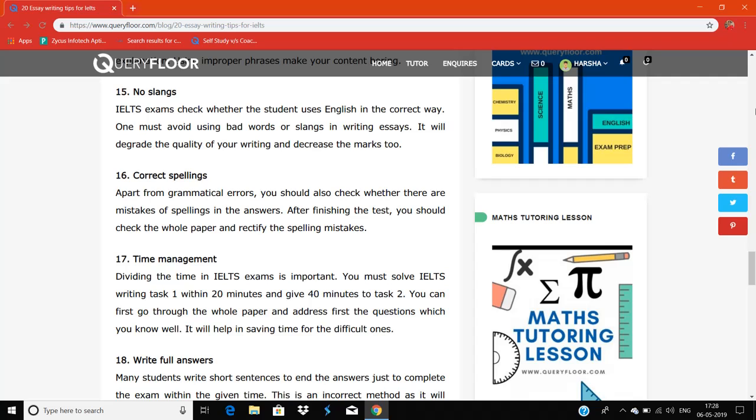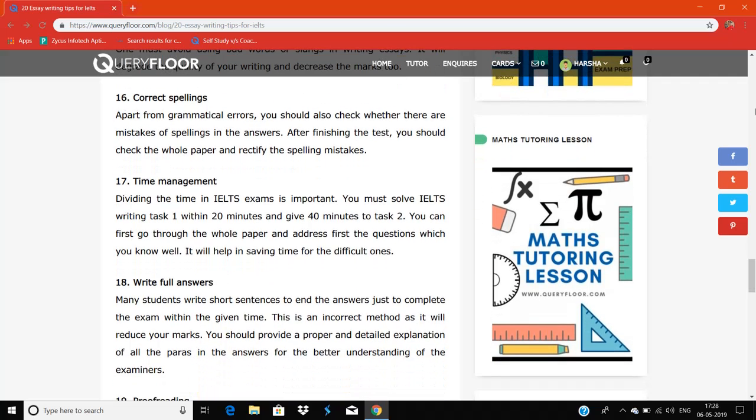No slangs. IELTS exams check whether the student uses English in the correct way. One must avoid using bad words or slangs. It will degrade the quality of your writing and decrease your marks as well. Correct spellings. Apart from grammatical errors, you should also be very correct with your spellings. After finishing the test, you should check the whole paper and rectify your mistakes.